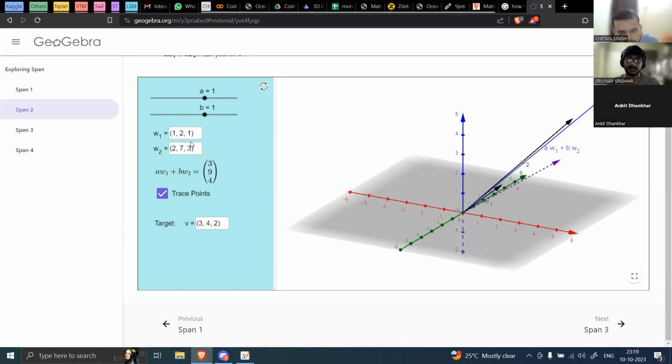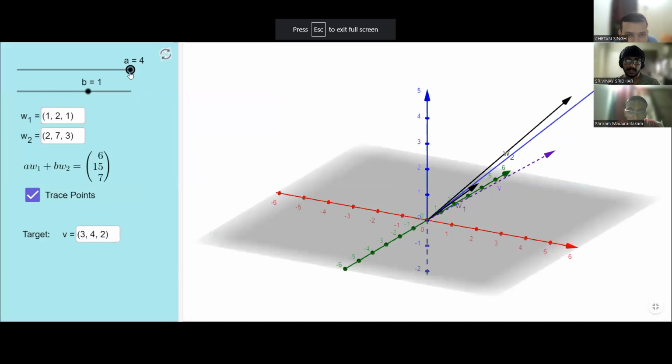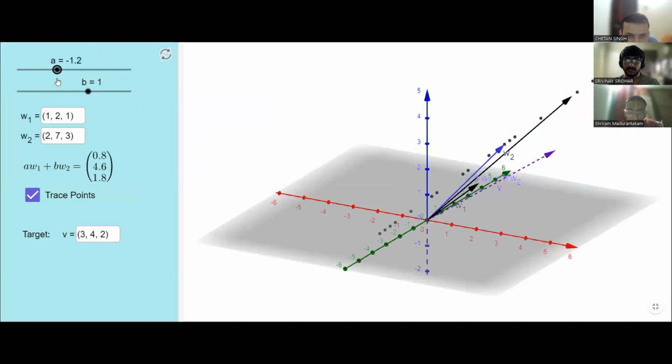Now I want to keep one point as constant, and I'm going to vary one scalar. So I'm scaling one vector by only 1, the second vector by only 1, but I'm scaling the other vector from minus infinity to infinity, right? What are these points? Where are these points lying? Are they lying on a plane? What are these lines?